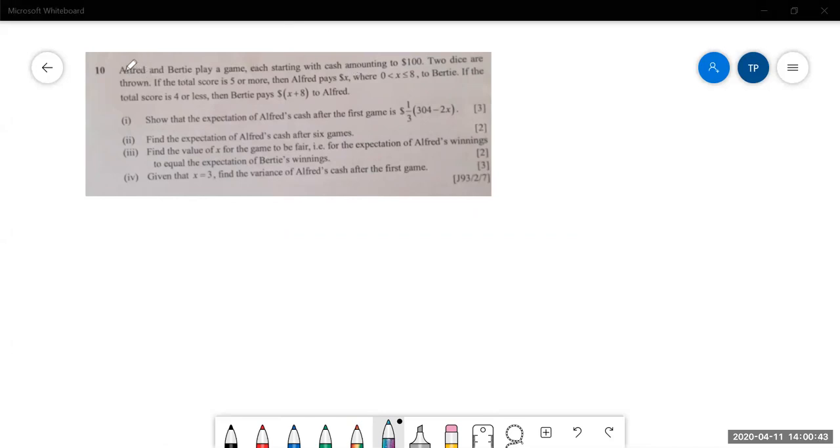Okay, Alfred and Bertie. These two fellas started with cash amounting to $100 each. Two dice are thrown. If the total score is 5 or more, Alfred pays X dollars, where X is between $0 and $8 inclusive, to Bertie. If the total score is 4 or less, Bertie pays this amount to Alfred, where X is still between 0 and 8 inclusive. Show that the expectation of Alfred's cash after the first game only, means after they roll it the first time, is this.